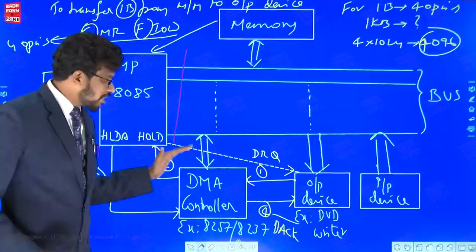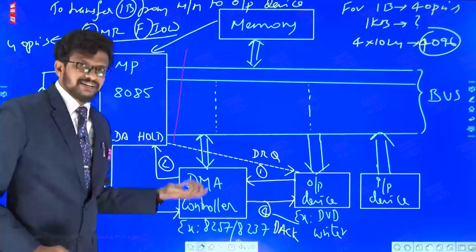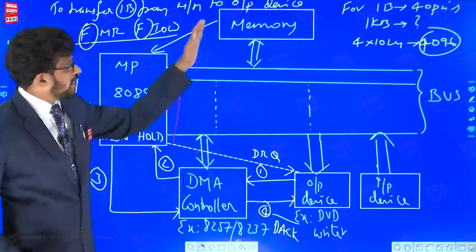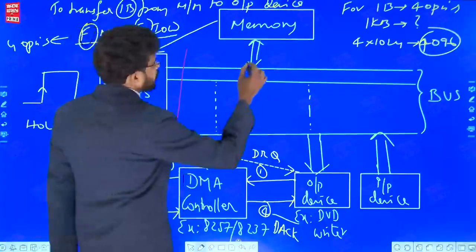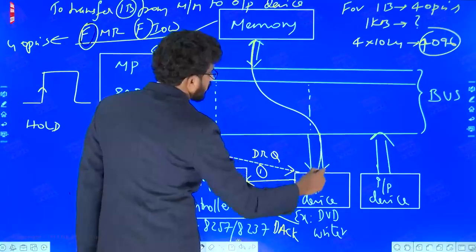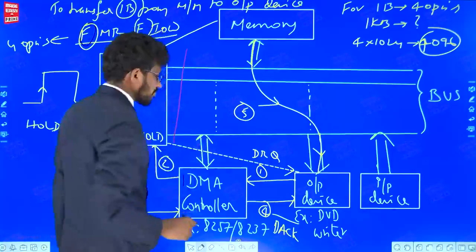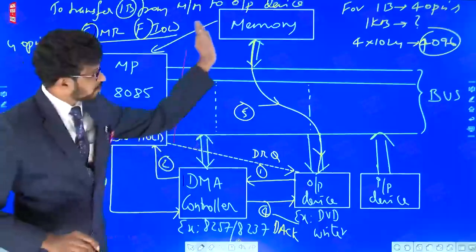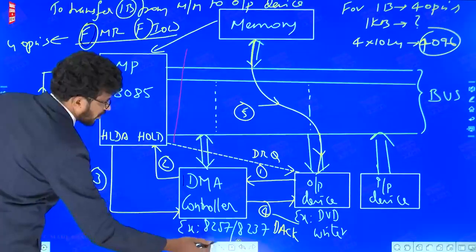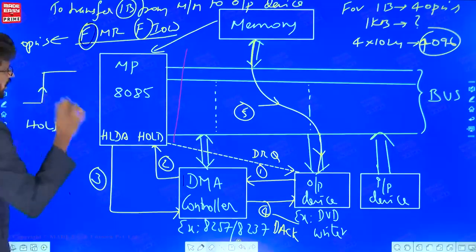And hence, this DMA controller will supply the memory address, same as the program counter. There will be some register inside. So this will supply the address and the count will be loaded into this DMA controller. The data will be directly transferred. There is a path which forms here, and the data will be transferred from the device to the output device. So this is number 5. So unless until the whole data is transferred, the hold signal remains high.